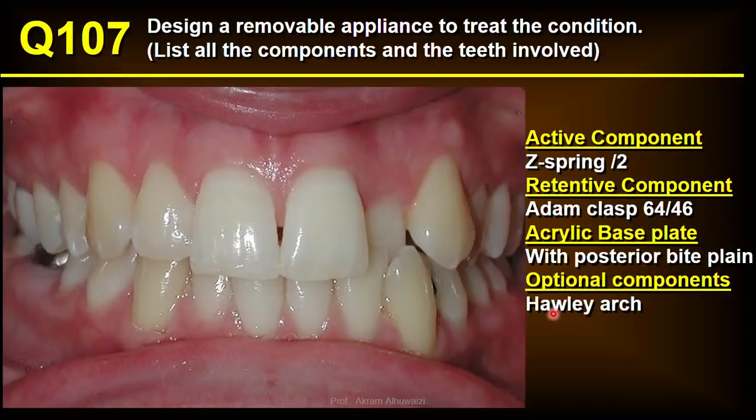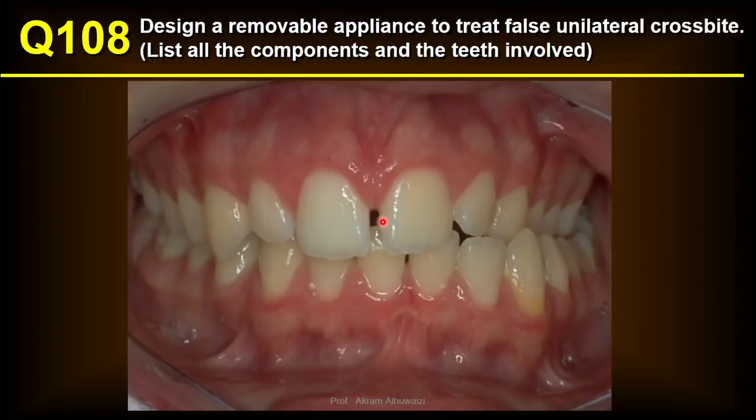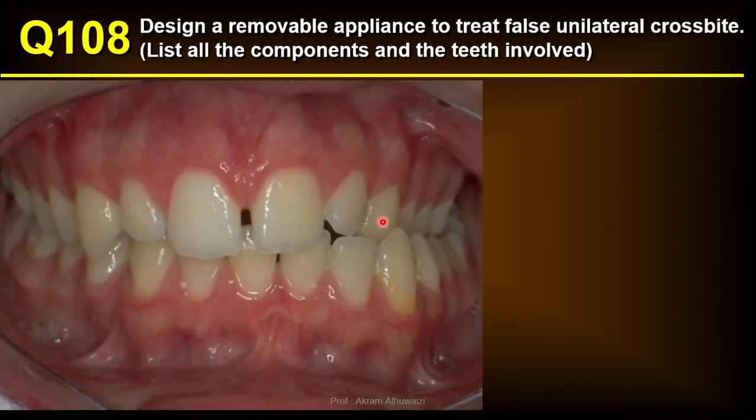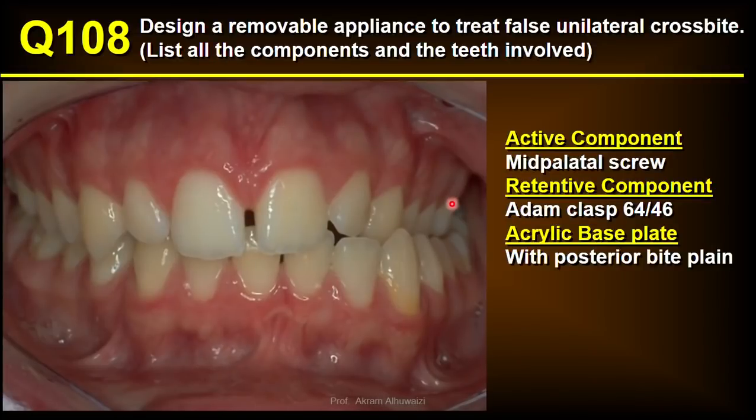Optional components could be a Howley arch to control the proclination of the lateral incisor. Design a removable appliance to treat this case, and this is a case of a unilateral crossbite. So the design would be a mid-palatal screw, Adams clasps on 4s and 6s with posterior bite plane.